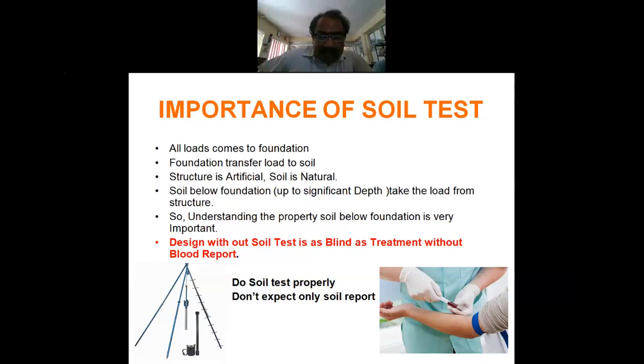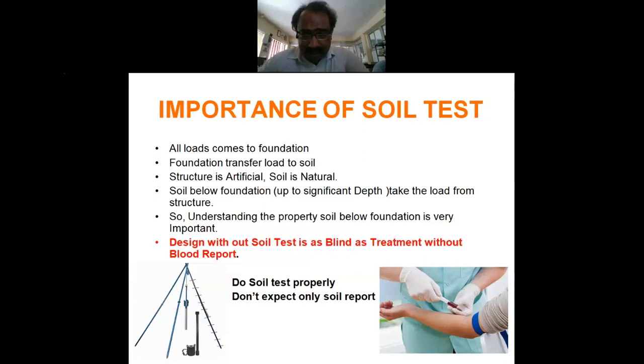Structure is artificial. You can order. I want this type of fck, compressive strength. I want this type of steel. I want Fe 500, 500D, 550, 550D. So you can order the structural material, but you cannot order the soil mass to give the bearing capacity. What is available, you have to adapt to yourself.